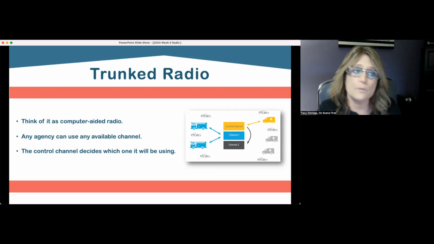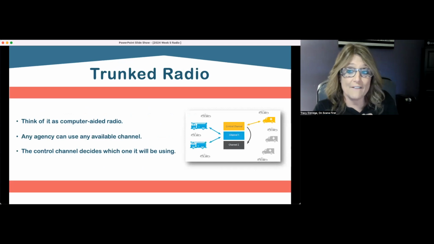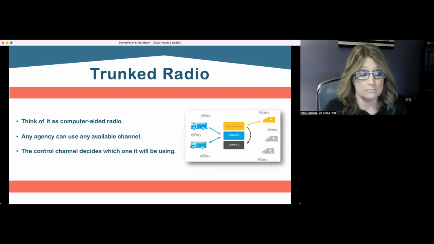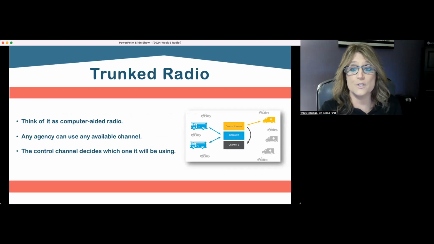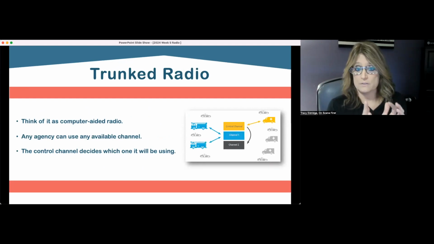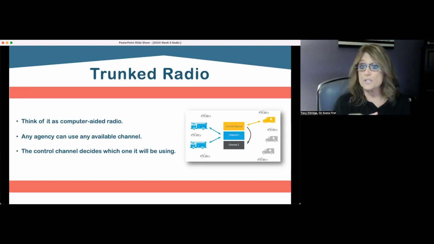Think of it as a computer-aided radio system. Any agency can use any available channel. The control channel decides which one is going to be used. So you get a bank of channels. So we'll use, in this case, 3 channels.